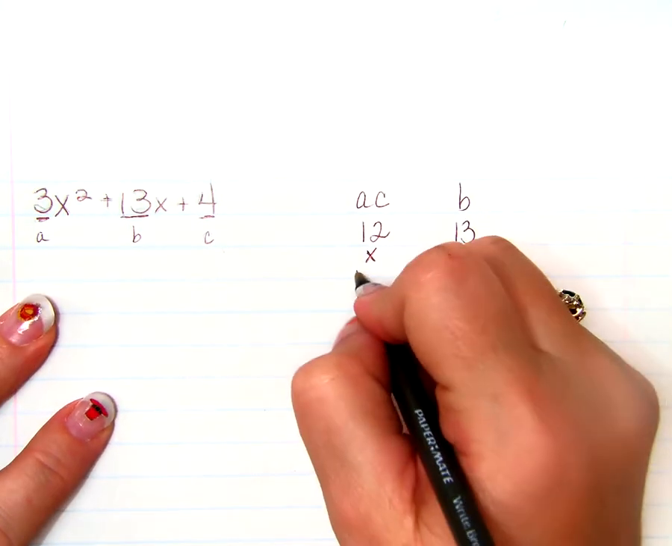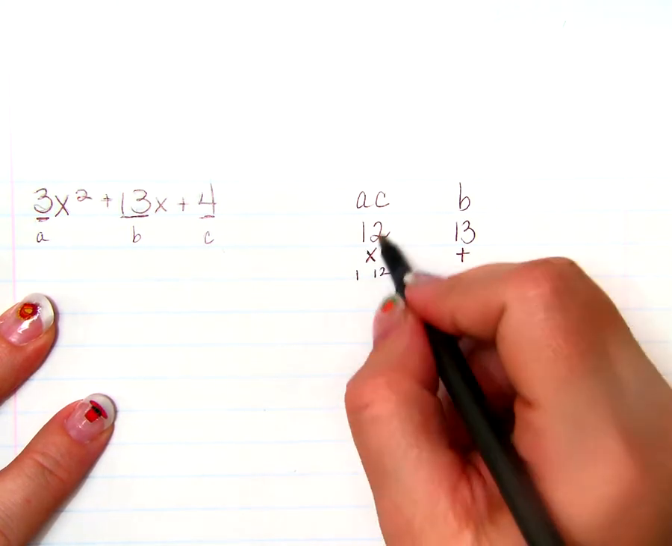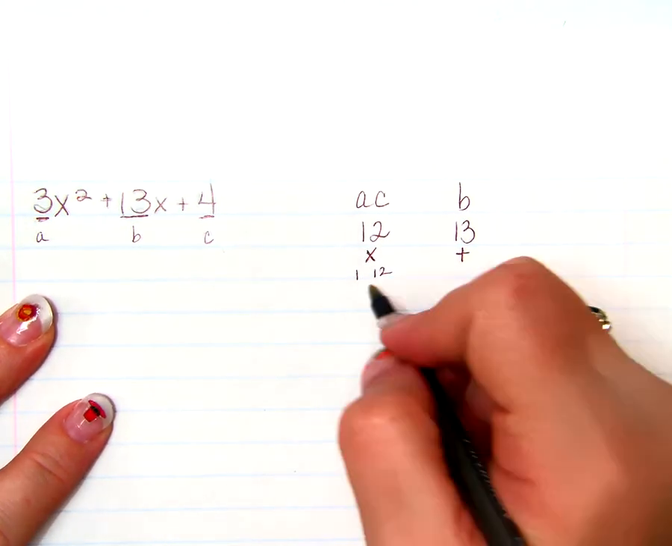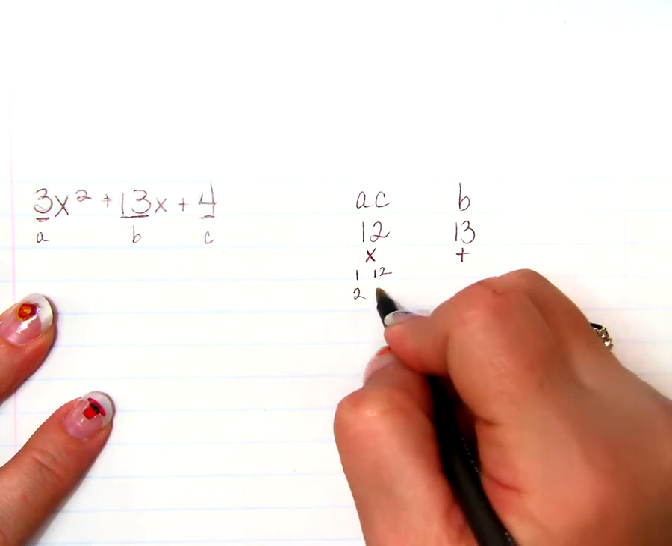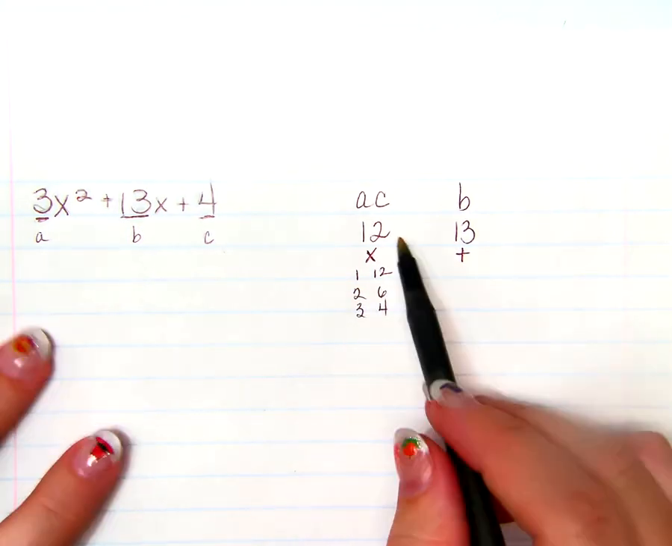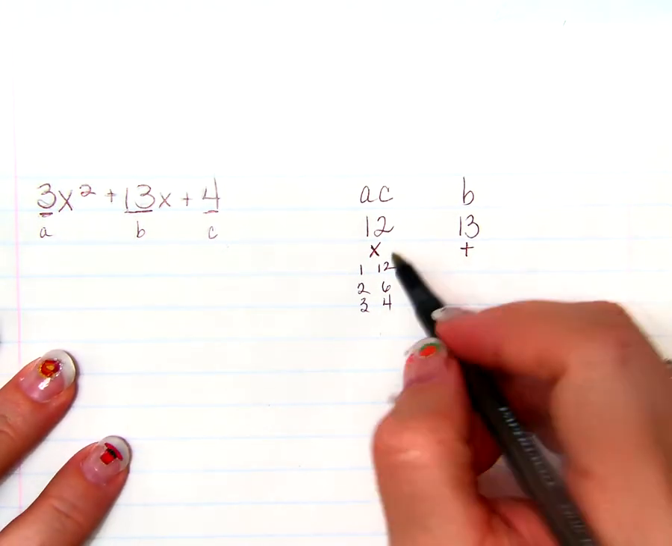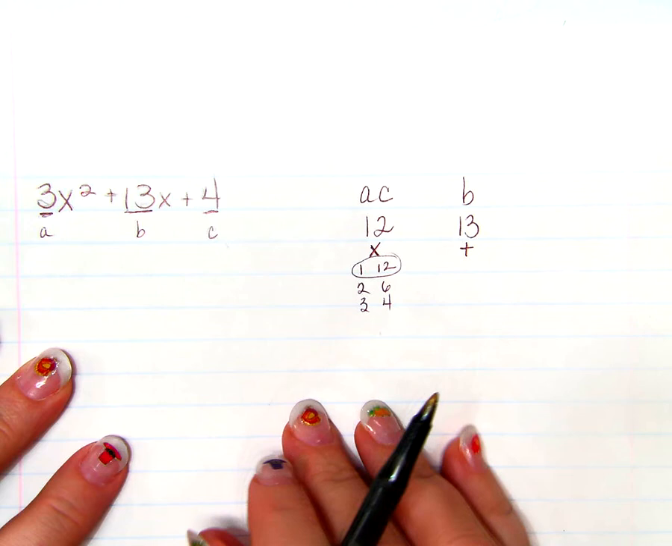A lot of times it's helpful to write down the things that multiply to be 12, or multiplies to be AC, in this case 12. So 1 and 12, 2 and 6, 3 and 4. Those are the numbers that multiply to be 12. What set of these numbers add to be 13? Well, it's 1 and 12, right?